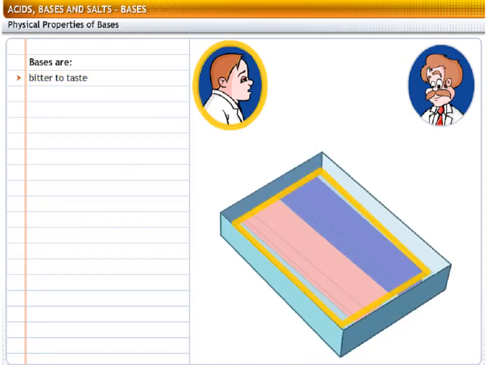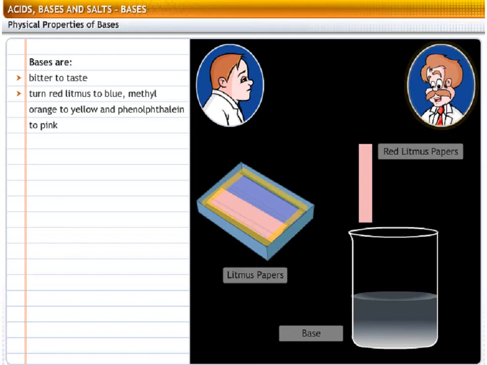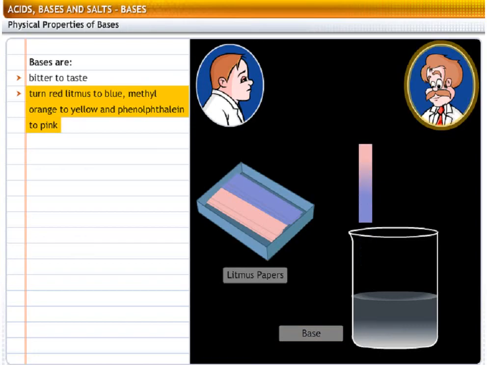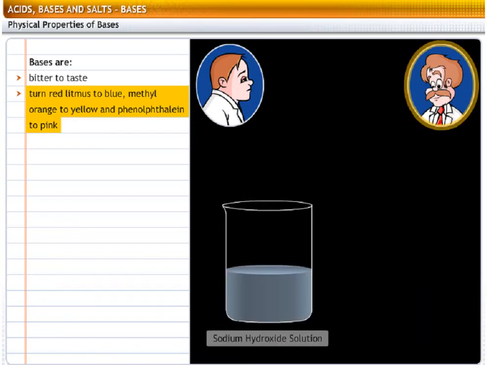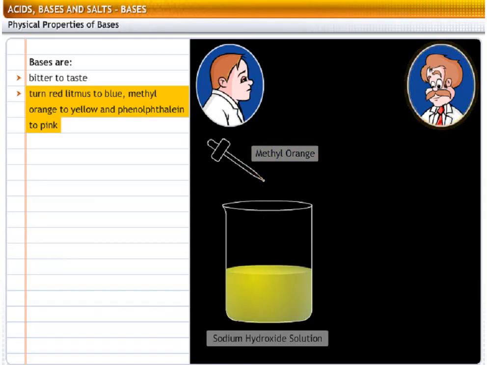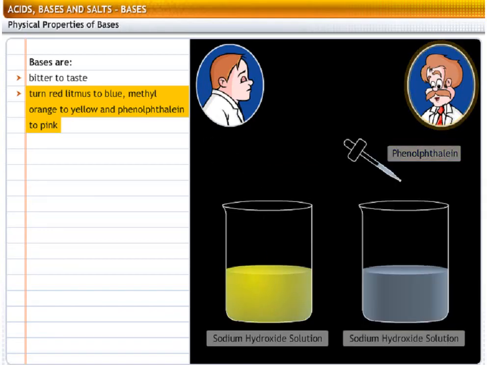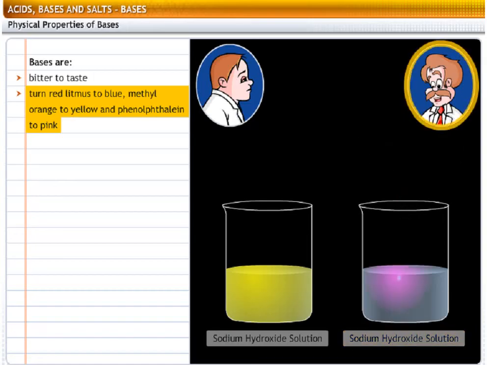What are these colored strips of paper? What are they used for? These colored strips of paper are called litmus paper. Bases turn the red litmus to blue. Apart from litmus paper, we can use methyl orange. On addition of methyl orange to a base, like sodium hydroxide, the orange color of methyl orange changes to yellow, and when phenolphthalein is added to sodium hydroxide, it changes to pink.